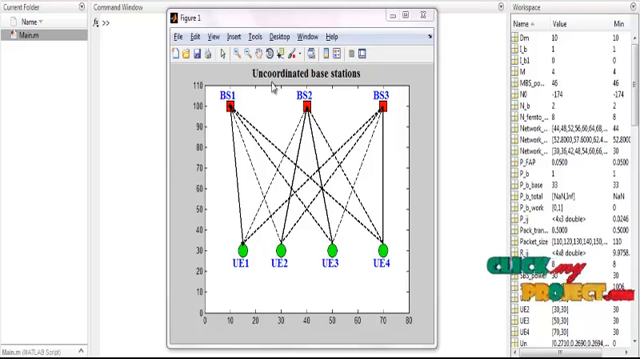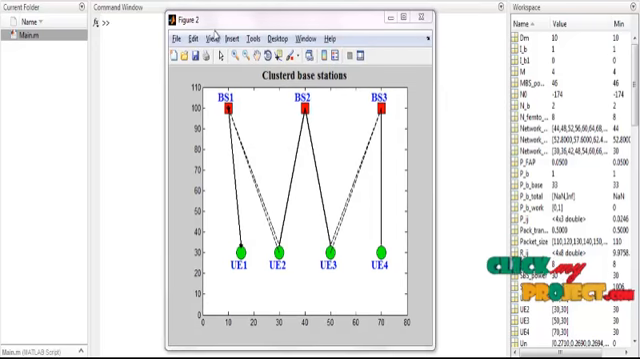This is the system model, with uncoordinated base stations. These are three base stations, and the user equipments are 1, 2, 3 and 4. In base station 1, all the user equipments are simultaneously connected. In the other base stations also, all the user equipments are connected. So these are the uncoordinated base stations of the process.